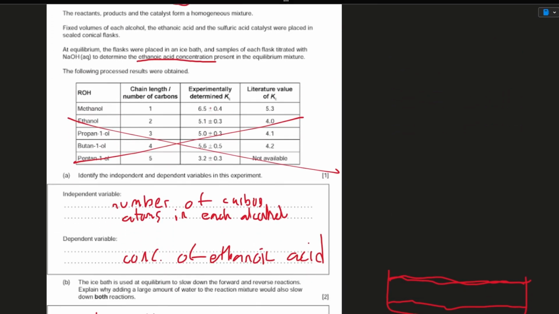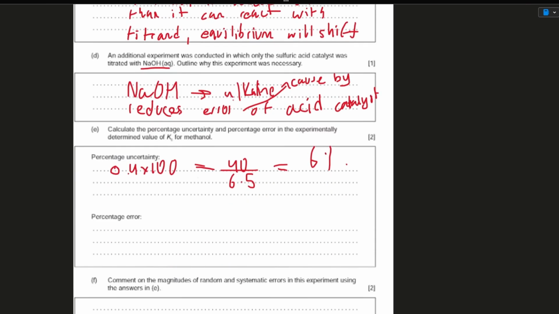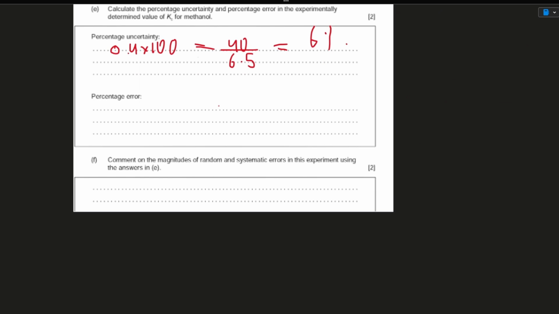Because you're taking the value that it lies in, plus or minus 4, and multiplying it by 100, which gives us the percentage, which is 40%, and you divide that by the measured value that that range lies on, which gives us the overall percentage uncertainty.